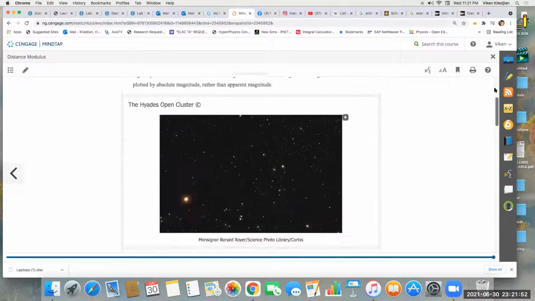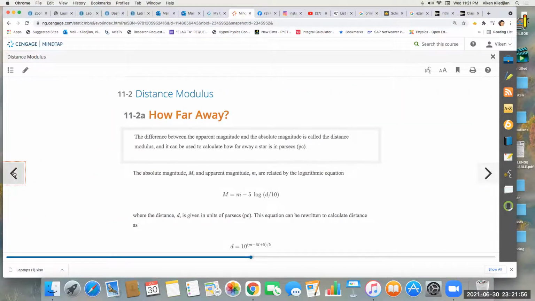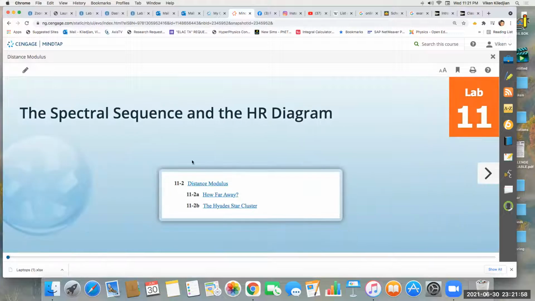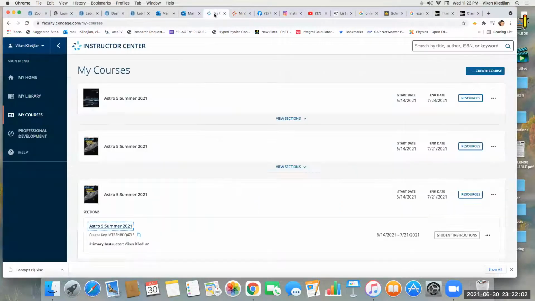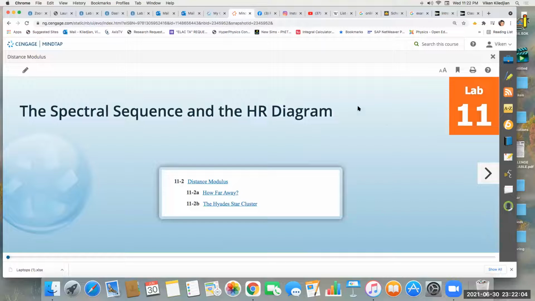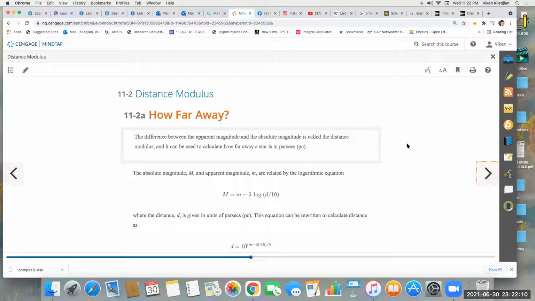Wait, did we? Did they already? Did I skip something? Oh, okay. You know what? Hold on. I think I've skipped. I don't know why it skipped the distance modulus. Oh, okay. I think before that exercise, it skipped the first page, because I was like, wait, they never talked about the formula, you know. So let's go through this.